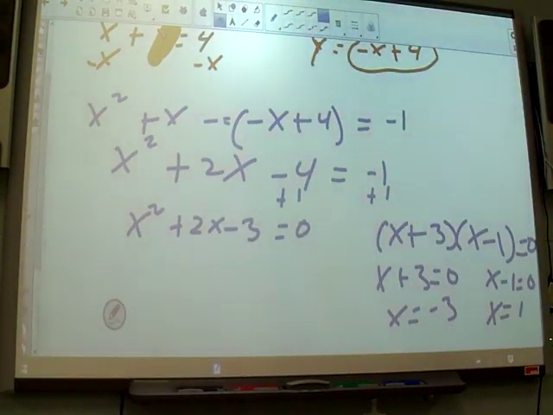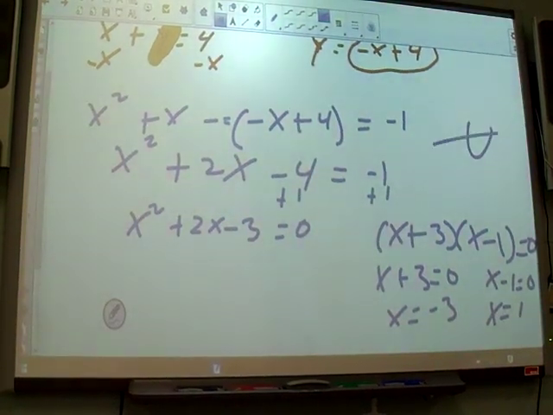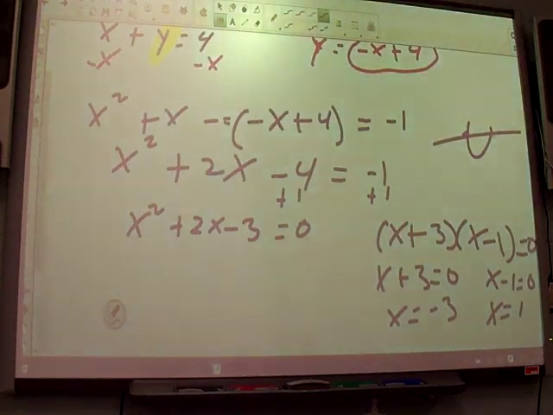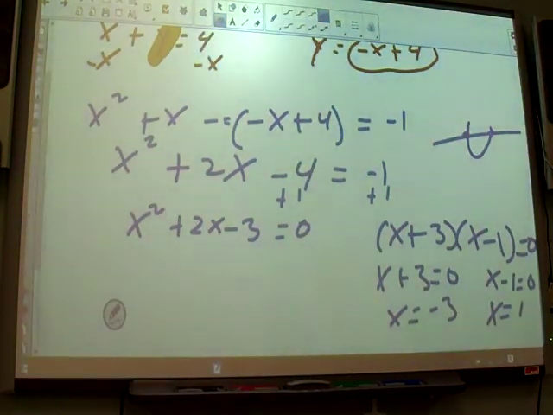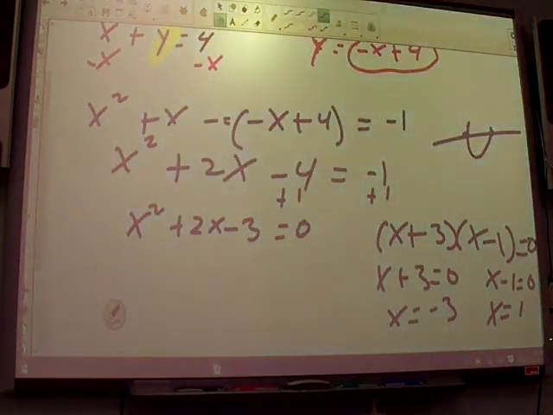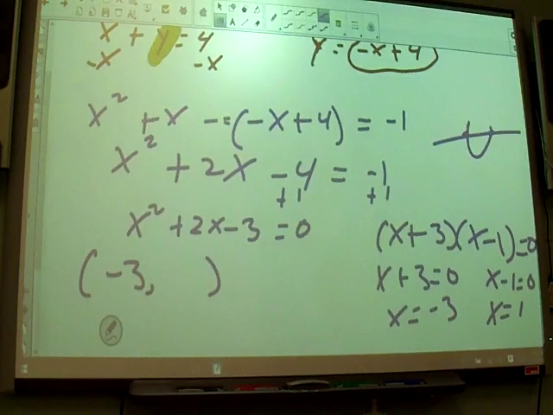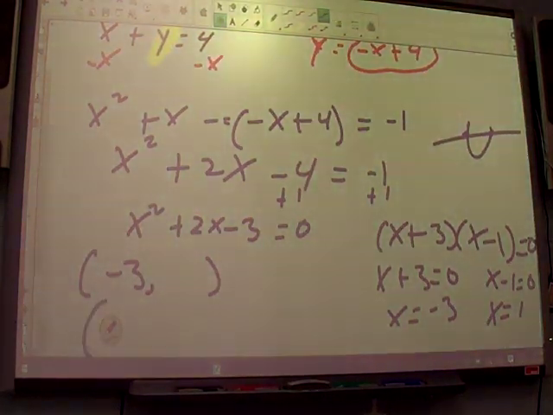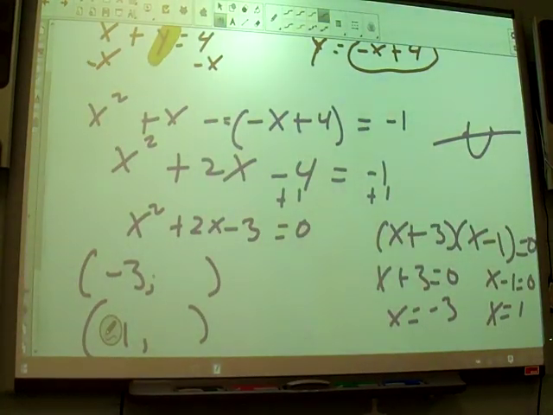But I haven't answered the question yet. Those are both x's, and I'm looking for the place where my parabola and line are going to intersect. So I have to have an ordered pair, x comma y. I only have x's. So I know my answer is going to be -3 comma something, and 1 comma something. How am I going to find those somethings?